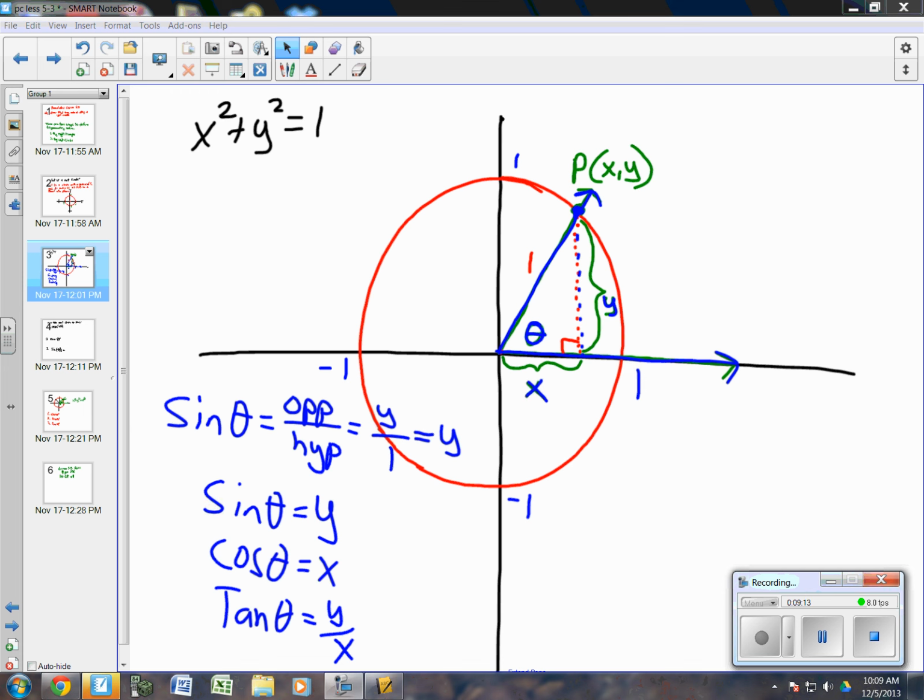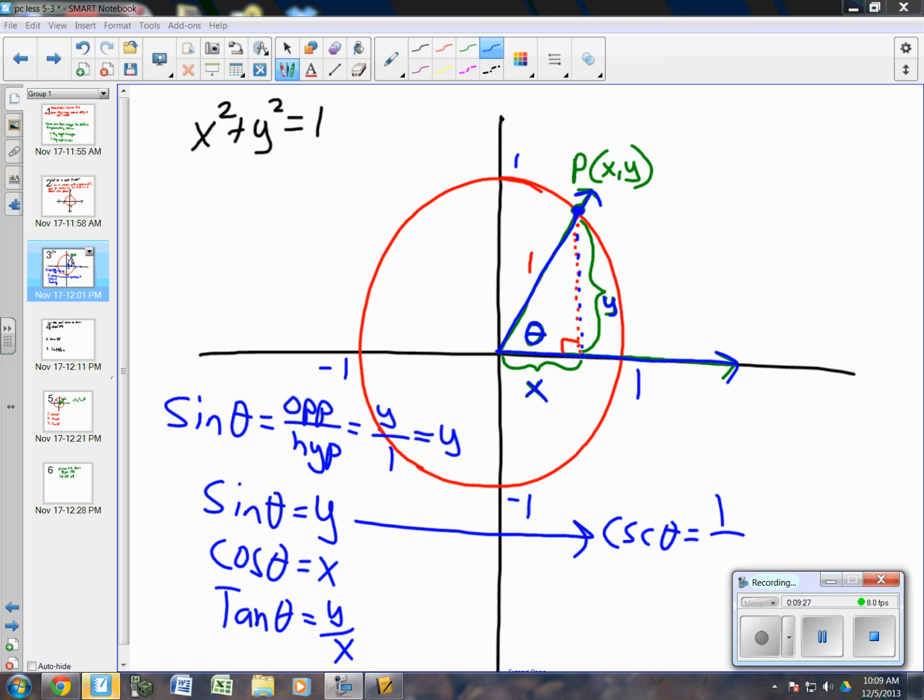All right, now we've got to define cosecant, secant, and cotangent. You guys remember they're reciprocals of each other. So cosecant is going to be what? 1 over y. I'm going to give you 30 seconds to define secant and cotangent in your groups. Go. Secant and cotangent. Okay, here's cosecant right here.